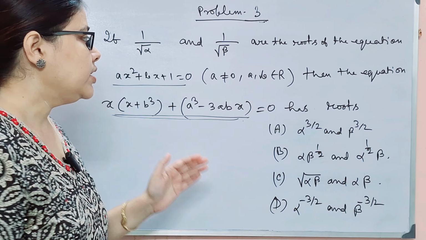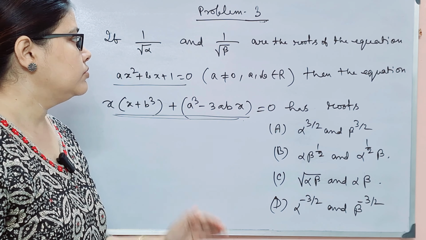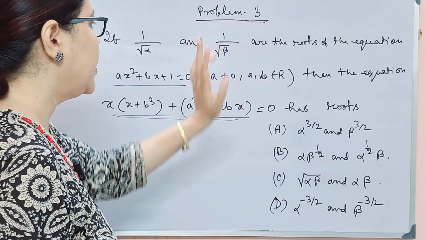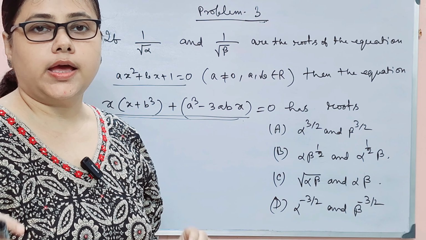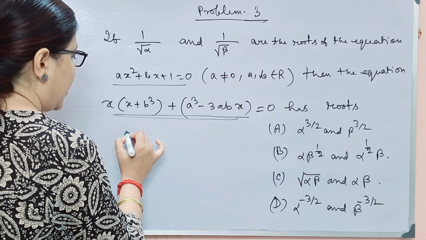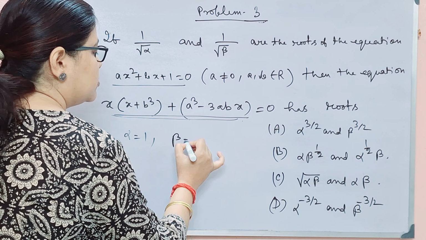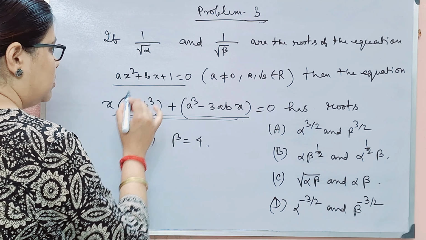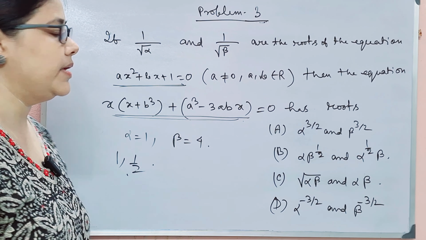So this is a PYQ of JEE Main, and we will apply the short tricks, that is we will put the values of alpha and beta as simple as we can so that the calculation will be minimum. So I am putting the value of alpha as 1 and beta equals 4, so that root beta will be 2. So the roots of this equation will be 1 and half, and putting these values in this equation we will get the values of a and b.